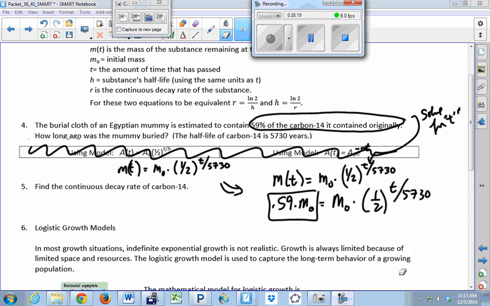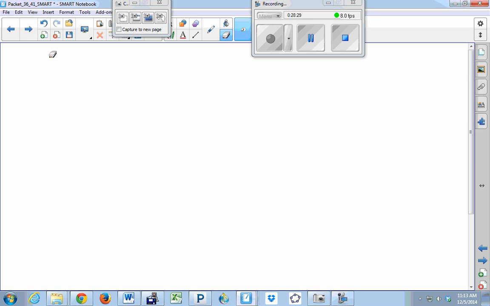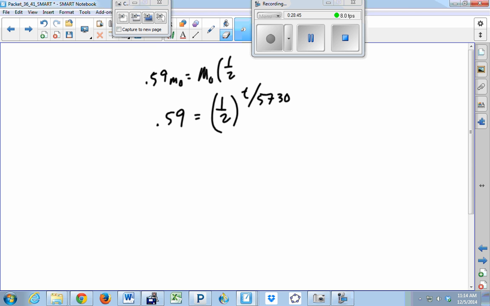All right, so if we're going to solve this for T, we divide both sides by M sub naught, and I'm going to move to the other page because I need a little more room. So we get 0.59 equals 1/2 to the T divided by 5730. Okay, so we originally had this. My M sub naughts cancel when I divided both sides by M sub naught.